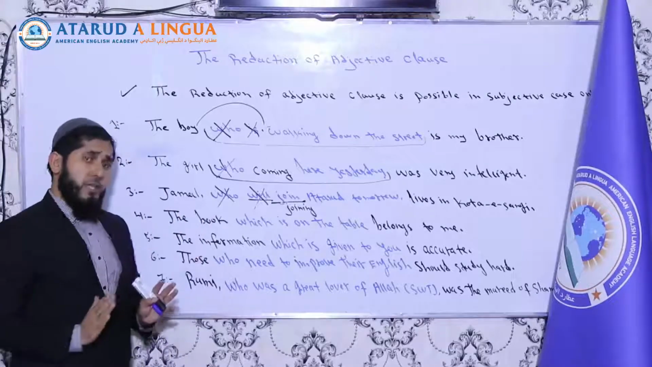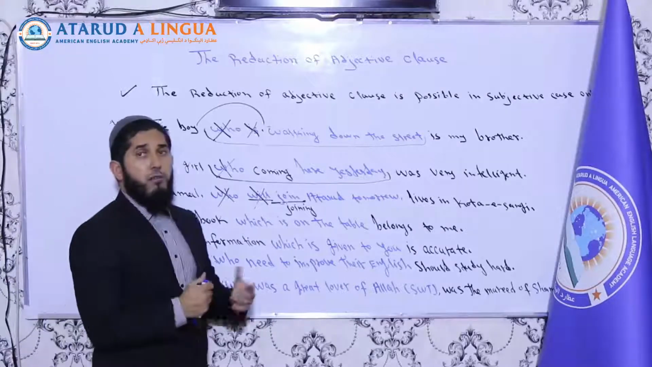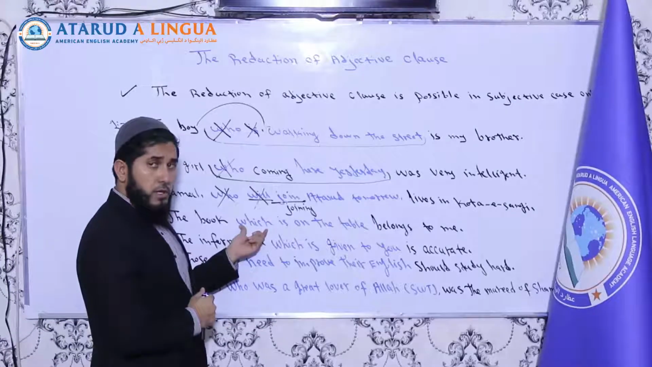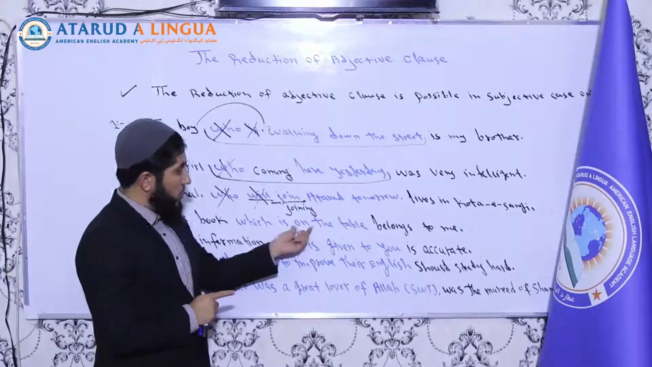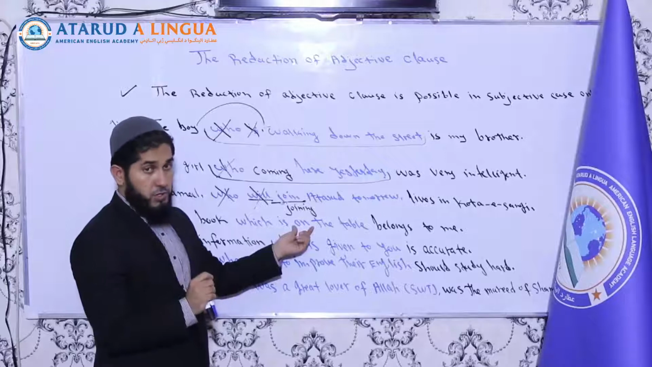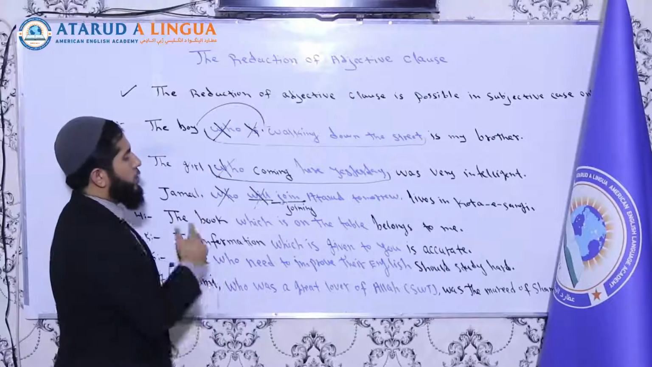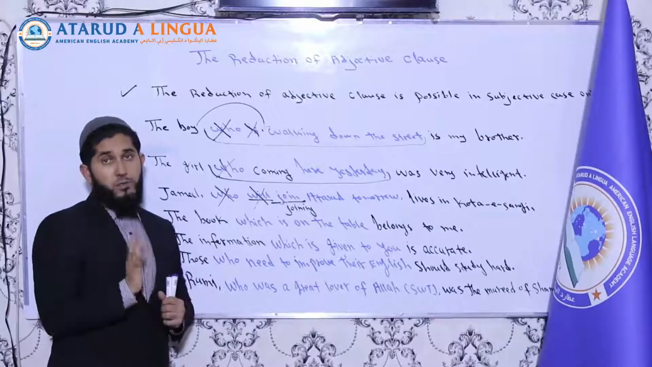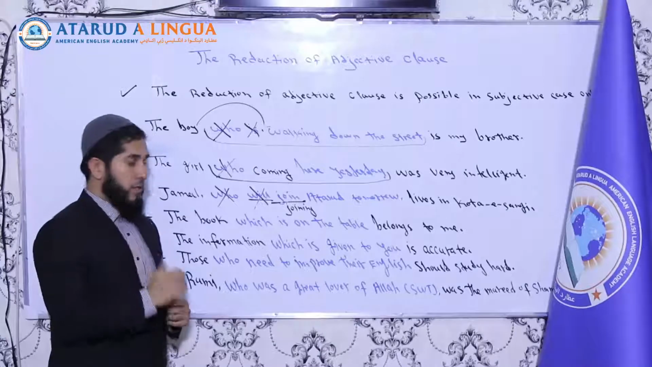There are some other cases. For example, if you have a relative pronoun and then a to be verb, and after the to be verb you have a preposition, what do you do? Look at this example. The book which is on the table belongs to me.